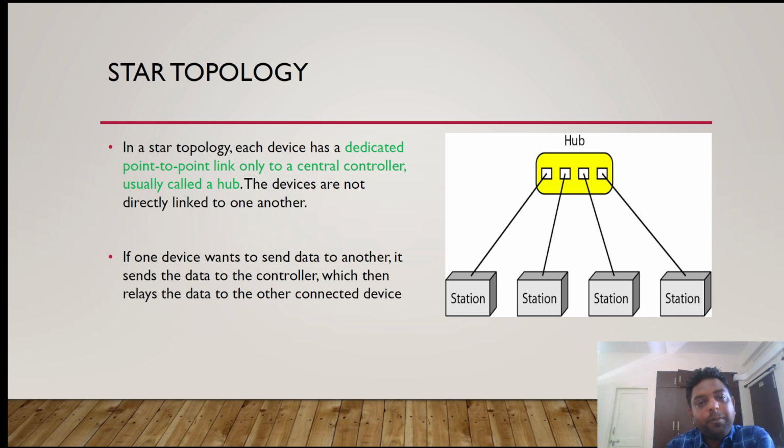The hub is the single point of failure. So if it fails, the complete computer network will go down. So that is the disadvantage of star topology.